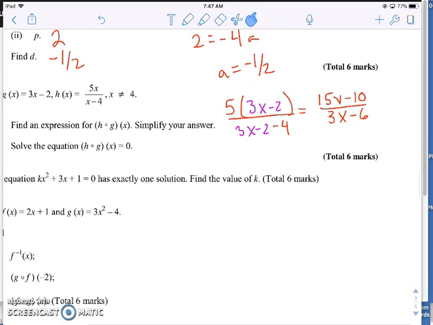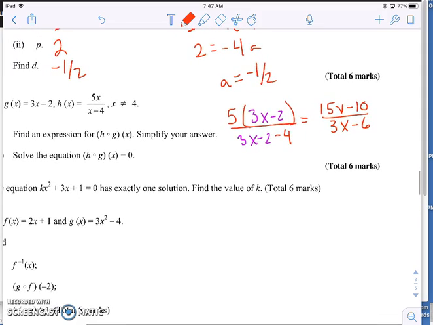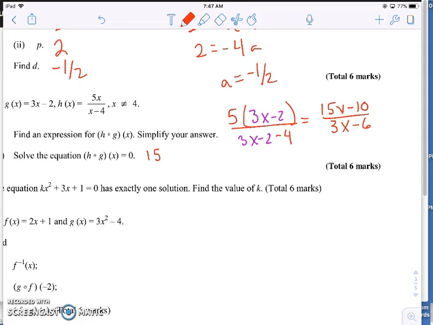Solve the equation, when does h of g of x equal 0? So when does (15x minus 10) over (3x minus 6) equal 0? Well, if we multiply by 3x minus 6, so when does 15x minus 10 equal 0? So that would be when x is equal to 10/15.